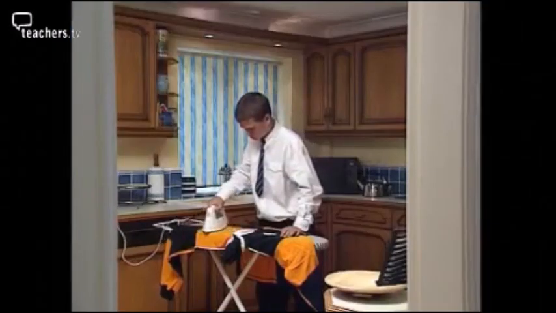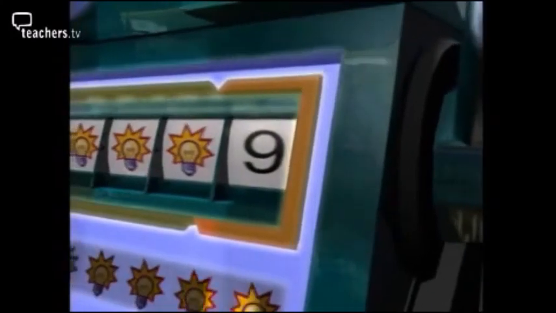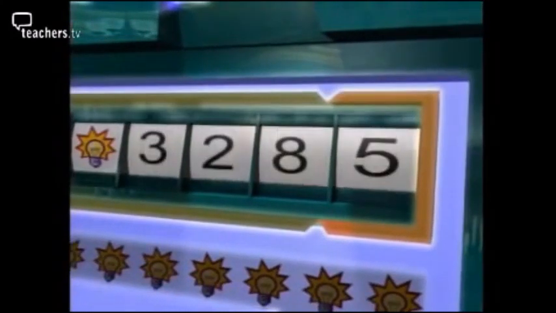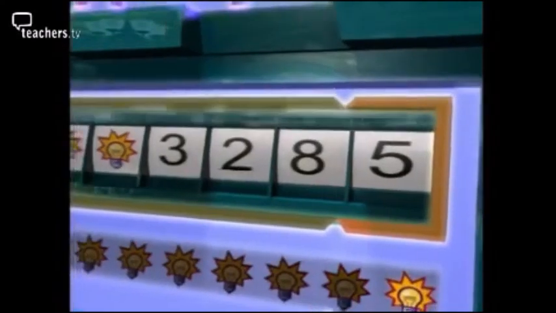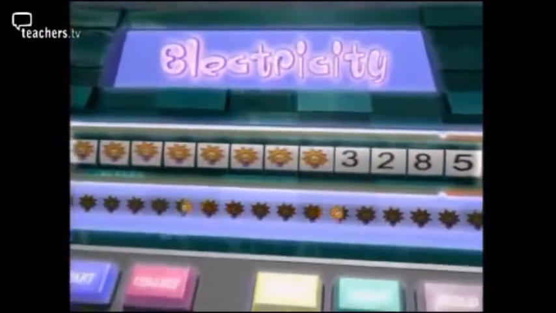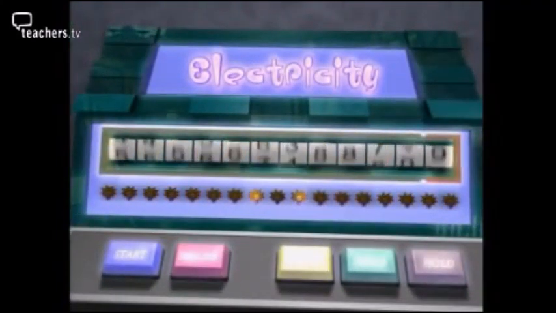We measure electricity in units. 1 unit is the amount used when a 100-watt light bulb is on for 10 hours. Each day, a typical household uses about 9 units. In a year, that's 3,285 units of electricity. Add up all the houses in the UK and the total is about 100,000 million units. That's 100 with 9 noughts after it.